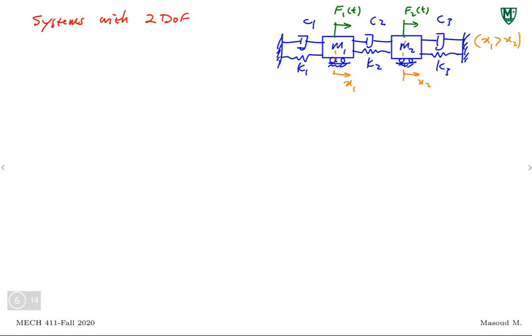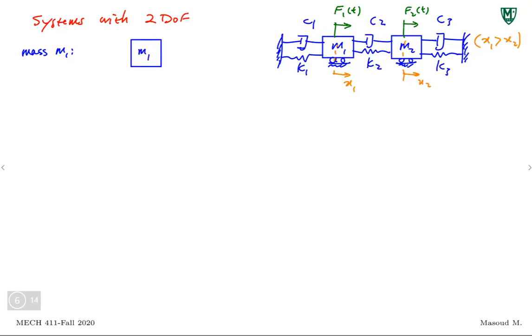Now, let's start with the first one. Let's start with the free body diagram and let's just write mass 1. This is easier. Mass M1. Here is mass M1. I separate that. Let's say this is the free body diagram of that.